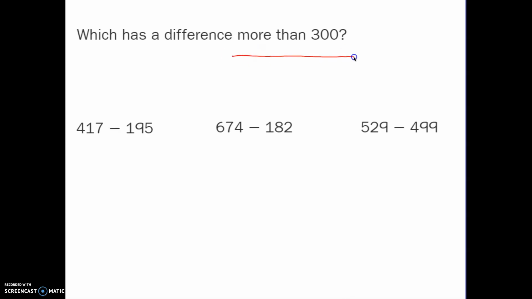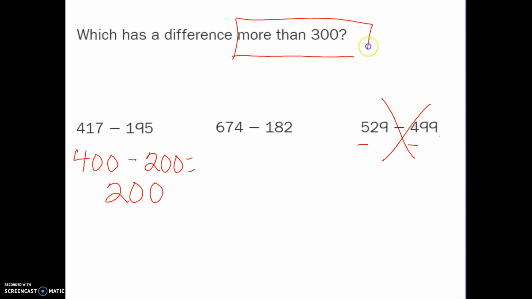Which has a difference of more than 300? Well, 400 minus 100 is 300, so that could be an option. 600 minus 100 is 500. Well, that right there is looking like more than 300. 500 minus 400, if I'm just looking at the hundreds place, well, that's only going to be 100. But when I look here, 499 is only one away from 500, so this is out. And let me see. If we round that to 400 and we round this to 200, that's going to be a difference of only 200. And I want it to be more than 300.